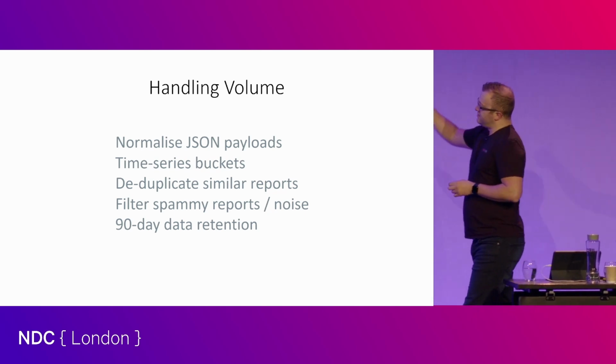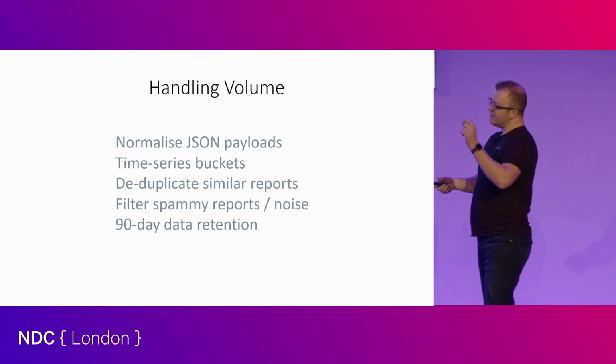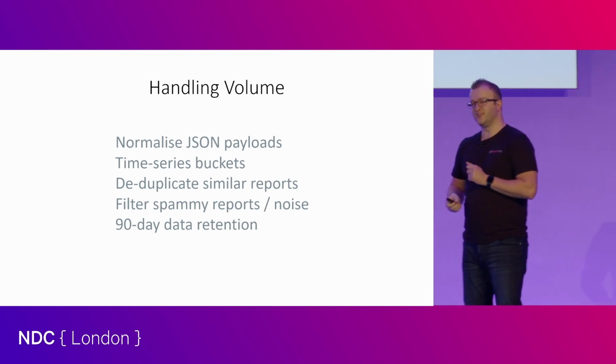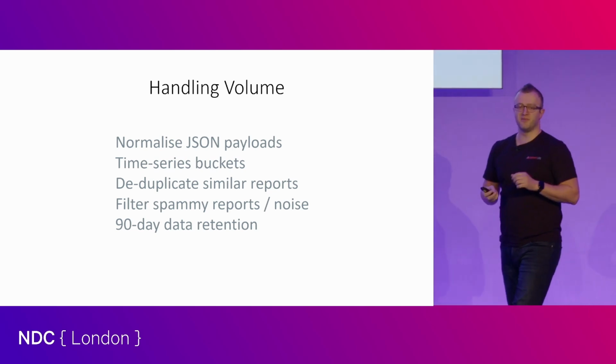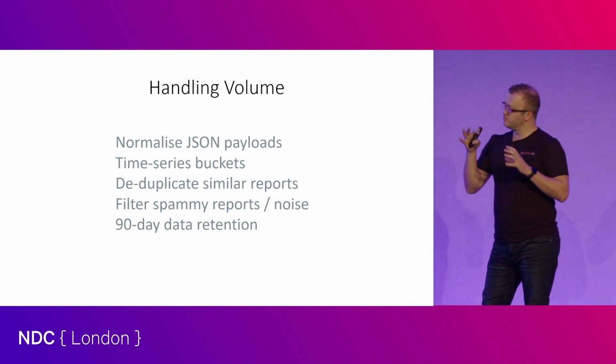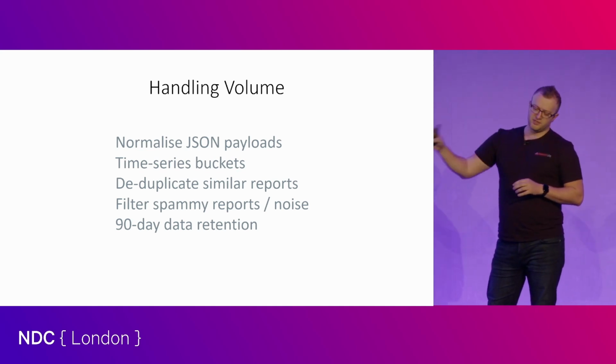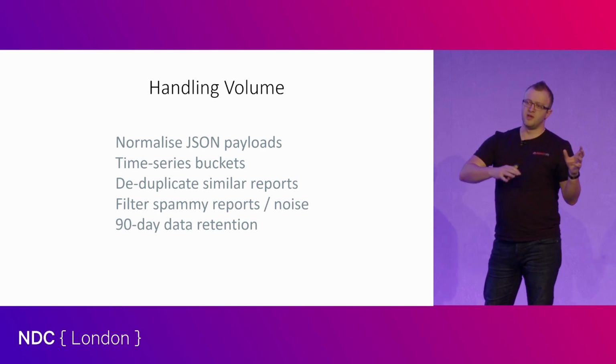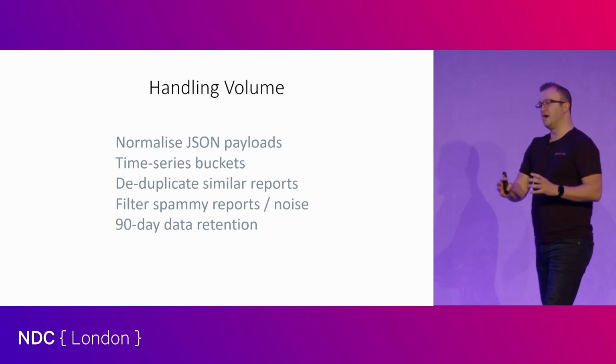So all of the different browsers and clients out there slightly disagree on how the JSON should be structured, right? There's a specification, but that doesn't matter. So we normalize really, really hard on the way in. Some browsers will include querying parameters, some won't. There's loads of differences, so we try and flatten them down as much as possible.